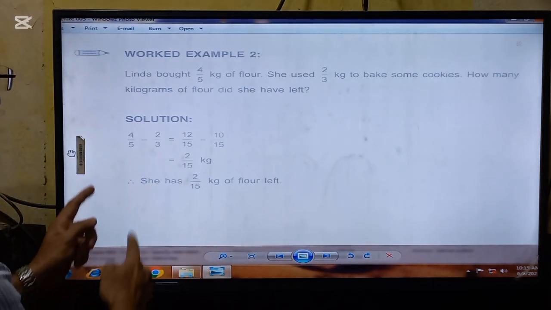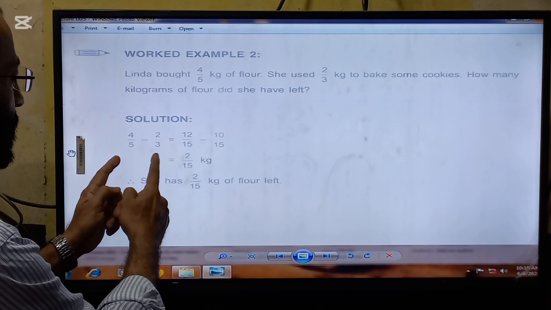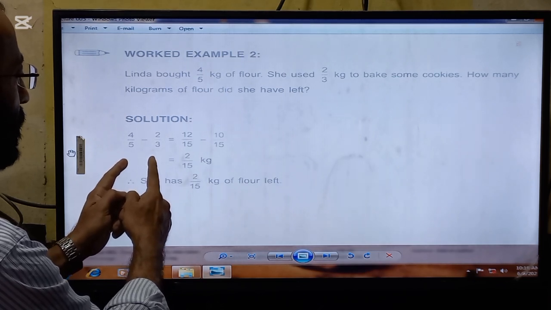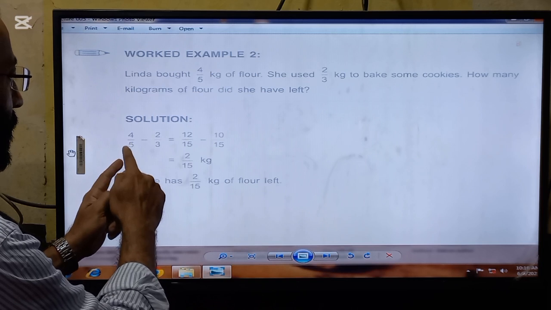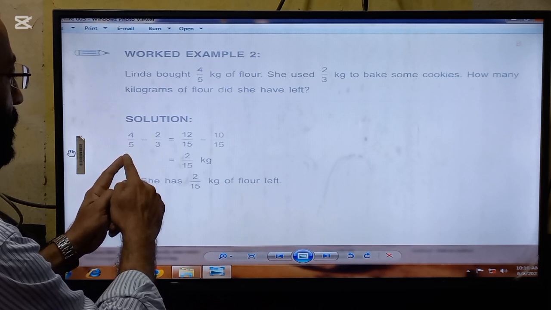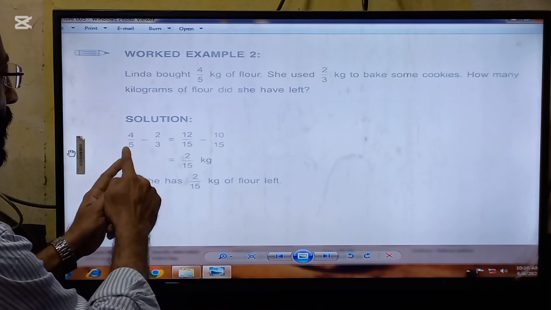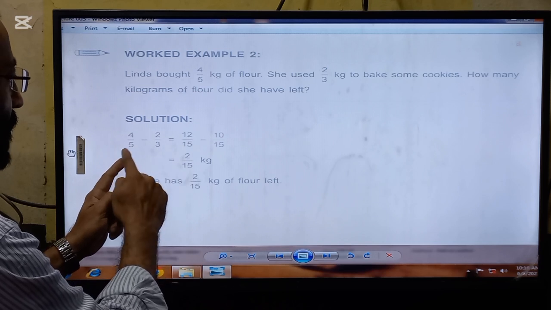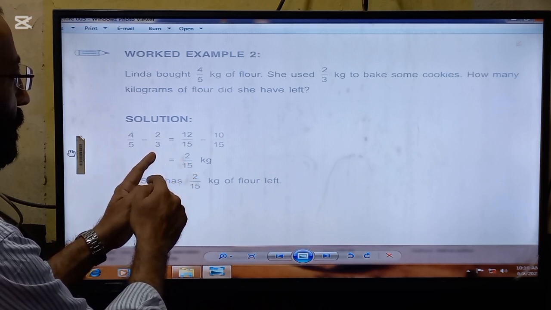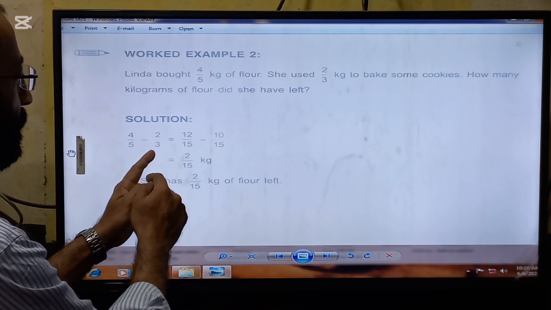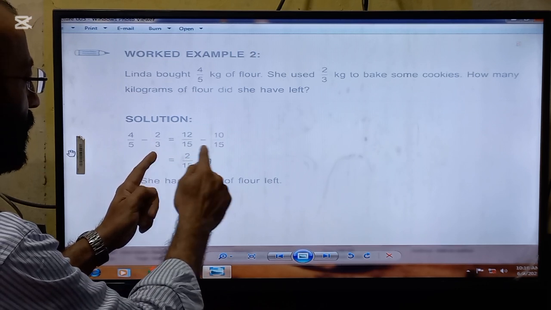So look at the two fractions now. These are actually unlike fractions. So first we will convert these two fractions into like fractions. So the numerator and denominator of the first fraction will be multiplied by the same number 3. So 3 4s are 12 and 3 5s are 15. And the numerator and denominator of the second fraction with the same number 5. So 5 2s are 10 and 5 3s are 15.